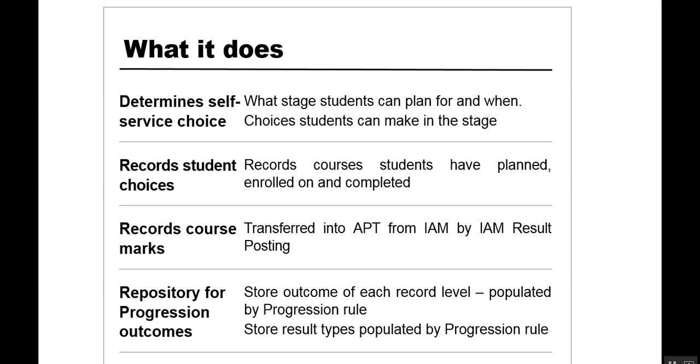So I guess the impression you should be getting here is that the APT is essentially a repository, an area which stores the students' progress: what's happened, what results they've got, how well they have done at each stage in their study. So it's not actually doing a great deal, but it's giving us that overall record of what's happened as part of their studies.